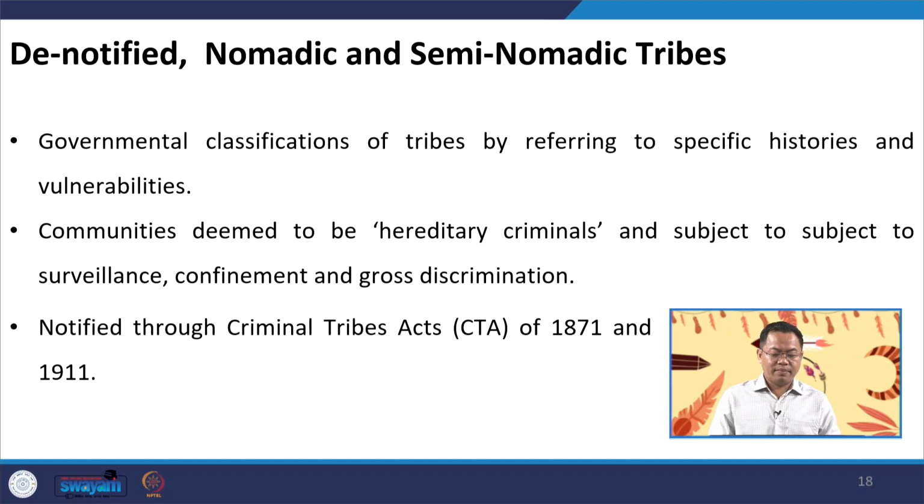These specific groups are identified by the government on the basis of the specific histories and vulnerabilities associated with them. However, the category denotified, nomadic and semi-nomadic tribes has some kind of similar history. One has to go back to the colonial period to really understand how this category began to be used, how it was used and why it was used.